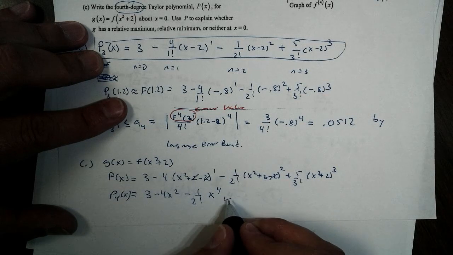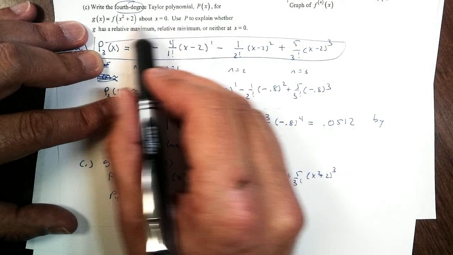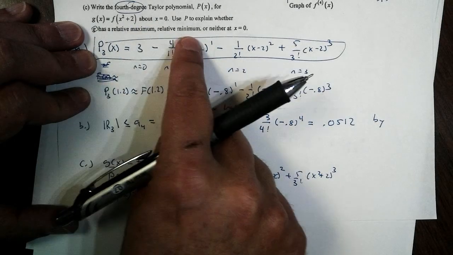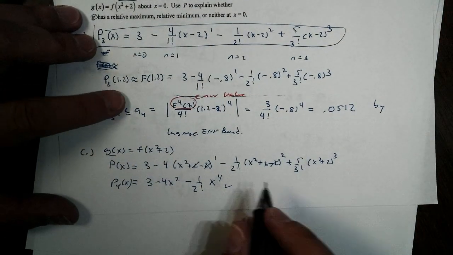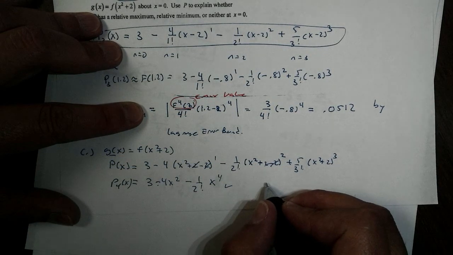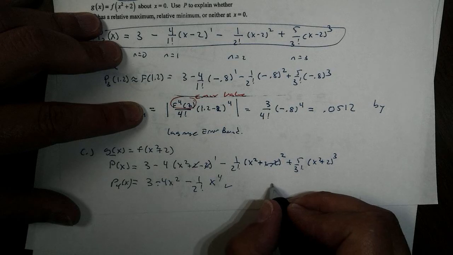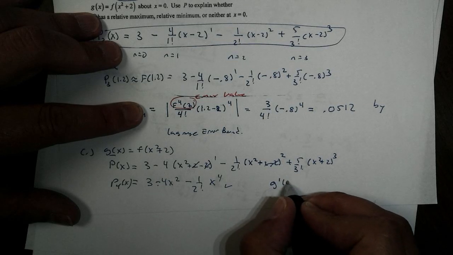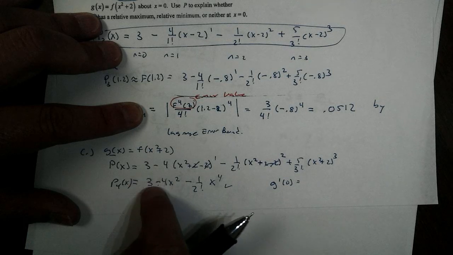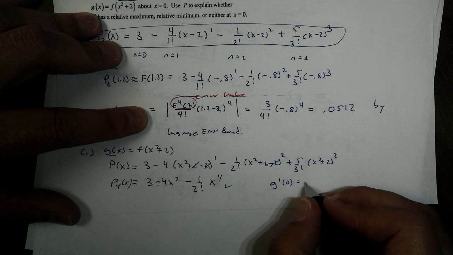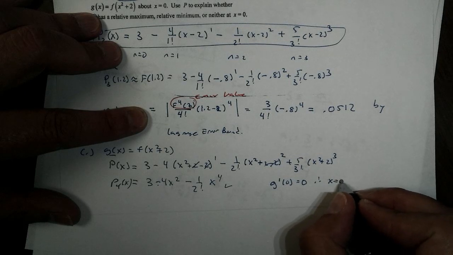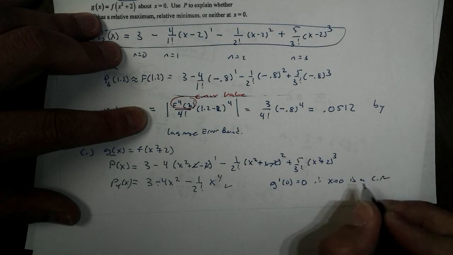So that's good. But now they say, use this to explain whether g of x, the function g, has a relative maximum or minimum value. Well, now I can use my derivative test. Right here. The derivative at 0, so I can say g prime of 0. Well, remember, there is no 0 factor right here. There's nothing with a 0 right here. So that's going to be 0. So therefore, x equals 0 is a critical number.